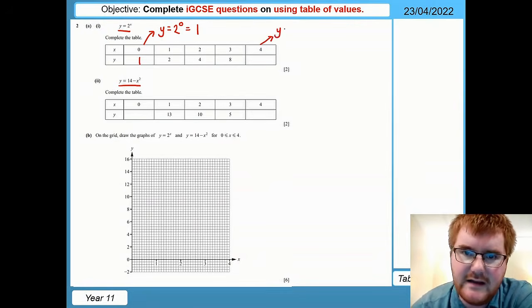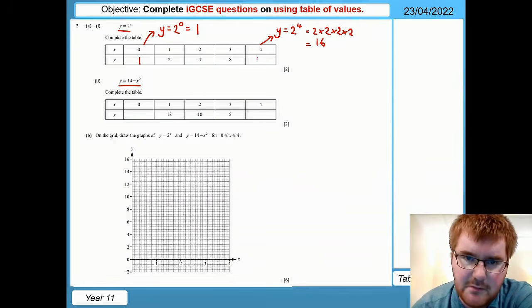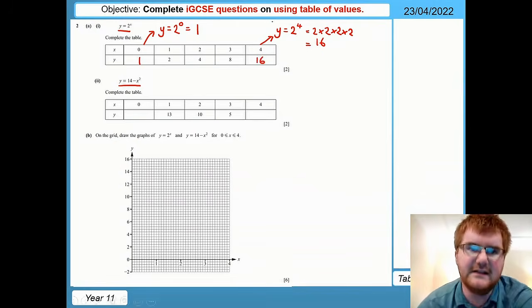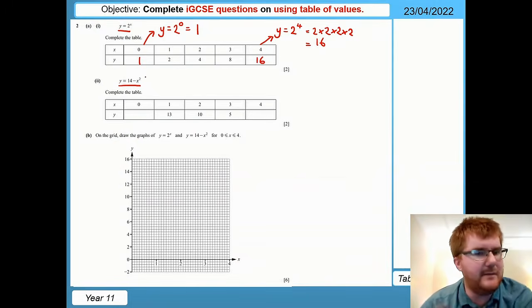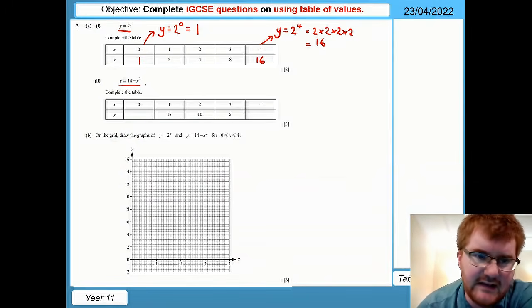So we do y is equal to 2 to the power of 4. Again, you can use your calculator to work this out. Remember, this means the same as 2 times 2 times 2 times 2. And then that gives you 16. So we pop in 16 like so. And here we have a negative quadratic. Now, what do I mean by quadratic? Well, there's an x squared in here as well.